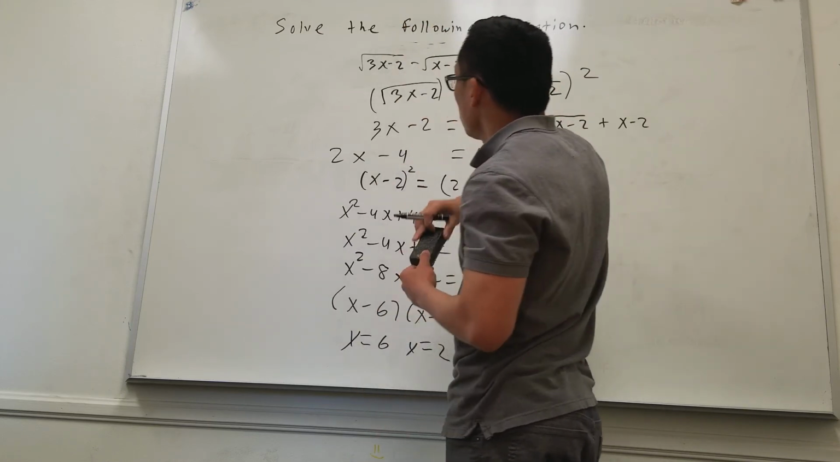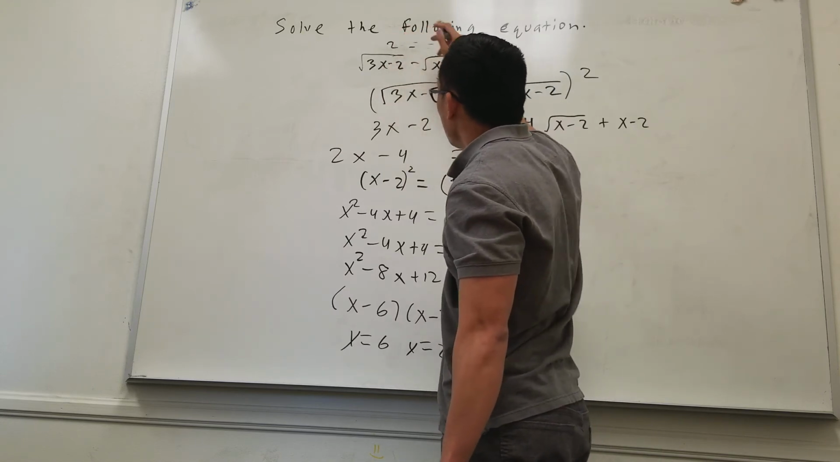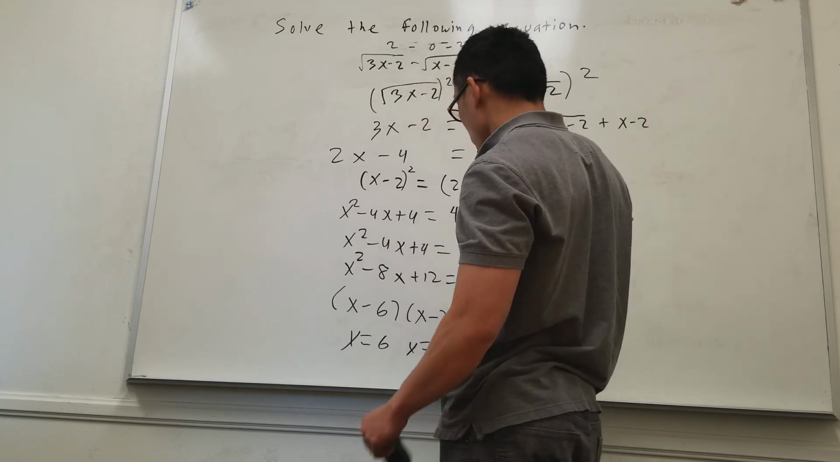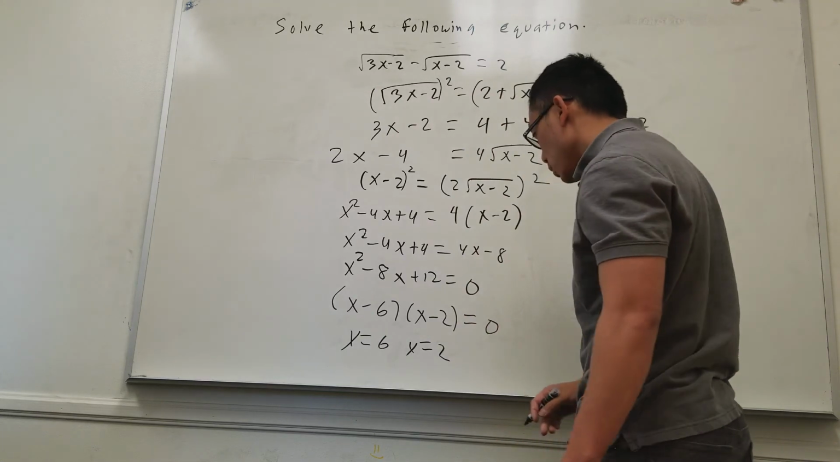So if I plug in 2 there, I'm going to get 4, and the square root of 4 is 2. I plug in 2 here, I'm going to get 0, so 2 minus 0 is equal to 2. So they both work. So that's your solution, 6 and 2.